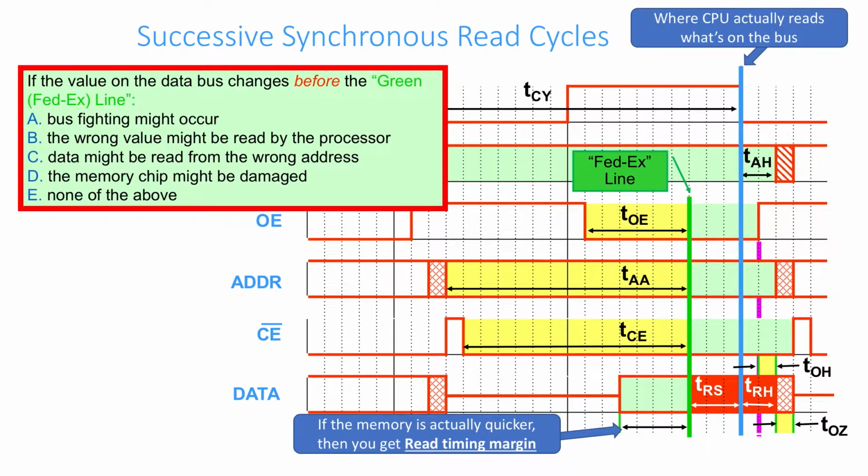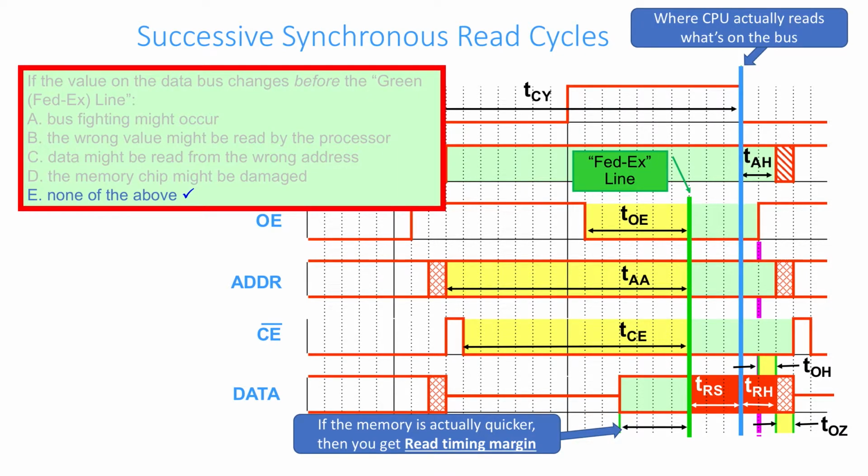Next question is, if the value on the data bus changes before the green FedEx line, what happens? None of the above actually happen. If you actually read this question, this example is showing the data bus changing before the green FedEx line, and that's fine. That's normal operation because it gives you some read timing margin. There's nothing bad that happens by having the data ready earlier. The only potential downside is that you're wasting some time, because as soon as your data is ready, you're just hanging out waiting for the CPU to do the read. If you wanted to be more aggressive on performance, you could technically clock your chip faster. But from a perspective of correct operation, there's nothing wrong with this. There's no negative side effect associated with having this stuff ready early.